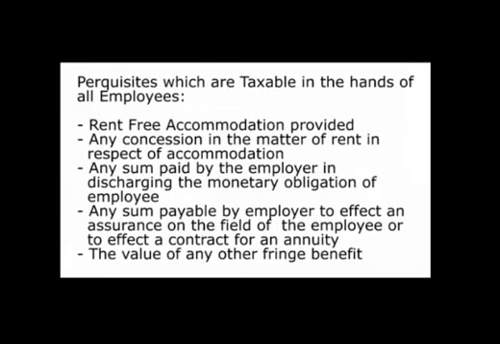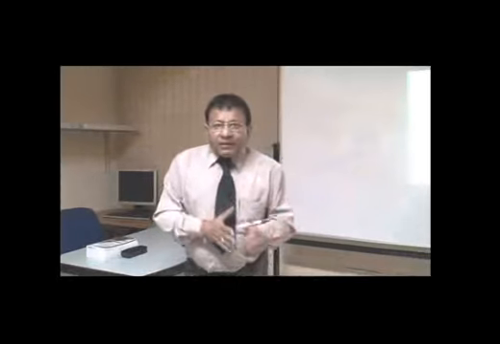The third type of perquisite which is taxable in the hands of all employees is the amount which has been paid by the employer in discharging the monetary obligation of the employee. It means where an employer has paid any amount in respect of any obligation which the employee was responsible to make, but the employee did not make the payment, and this payment has been made by the employer. It means the monetary obligation of the employee has been discharged by the employer. Then this particular amount shall be treated as taxable in the hands of all employees.